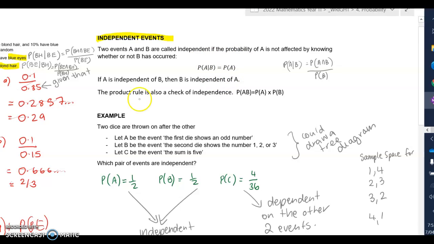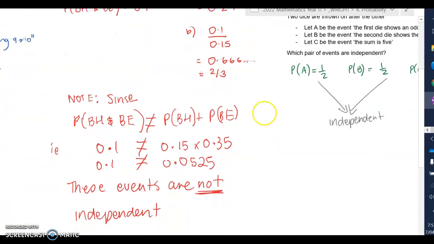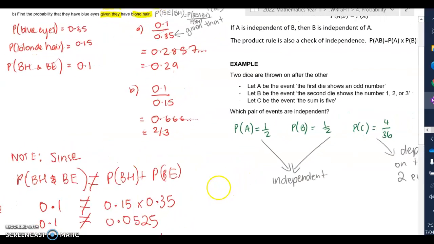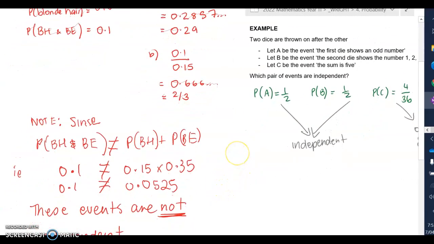Another way to look at it, to check for independence, is if we're working out the probability of A and B, that would be the probability of A times the probability of B. And that would allow us to check for independence. And that's what I was just talking about with the last question. I've written that the probability of blonde hair and blue eyes is not equal to the probability of those together. And that should be a times in there, not a little plus. I'm just going to change that. That should be a multiplication.